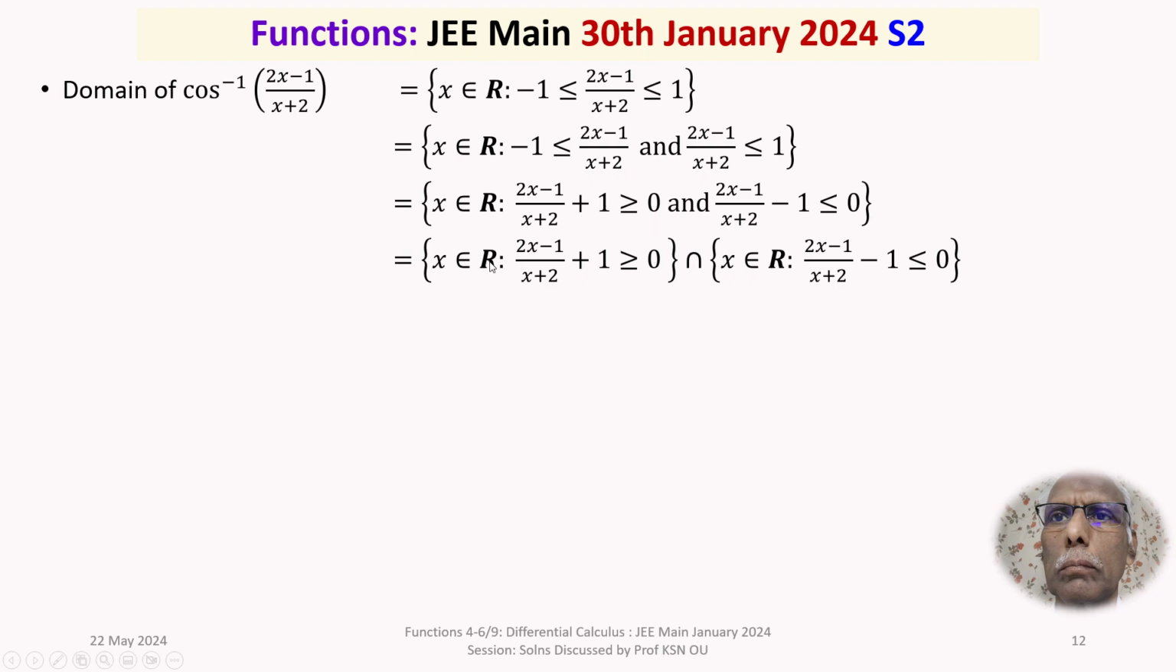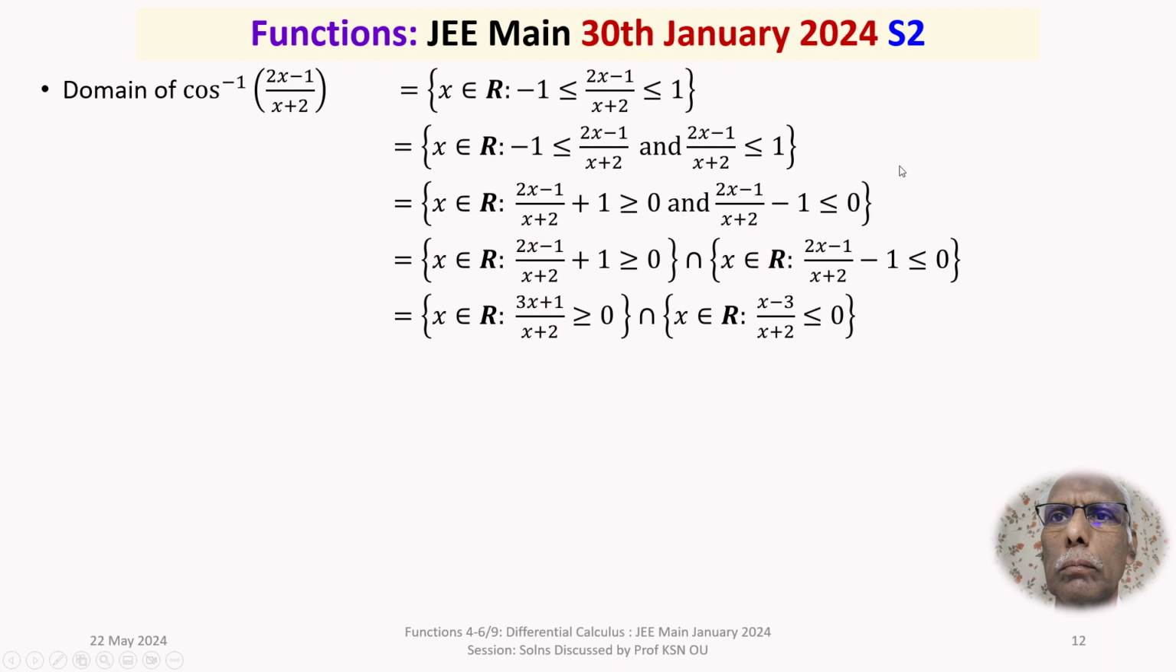Let's first of all consider this on the real number line. Now for that, you have to consider 1 by 2 and minus 2. Take the LCM. If you take the LCM, it will be (3x plus 1) by (x plus 2) greater than or equal to 0. Take the LCM here, it is (x minus 3) by (x plus 2) less than or equal to 0. So 3x plus 1 means you have to consider minus 1 by 3. x is equal to minus 2 you have to consider.